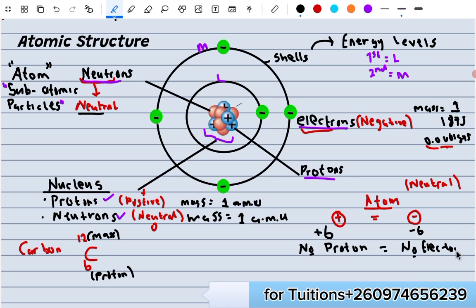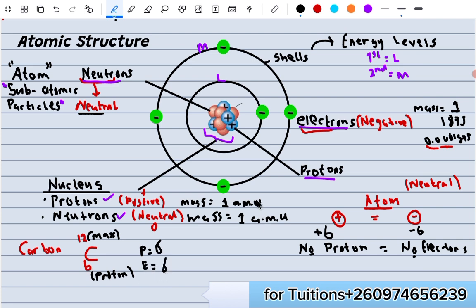Okay, to the number of electrons. So in this case, whenever you see something like this and you're asked for the proton, you just take the number which is down. So the protons are 6. But since it's an atom, automatically you know that the electrons are also 6.